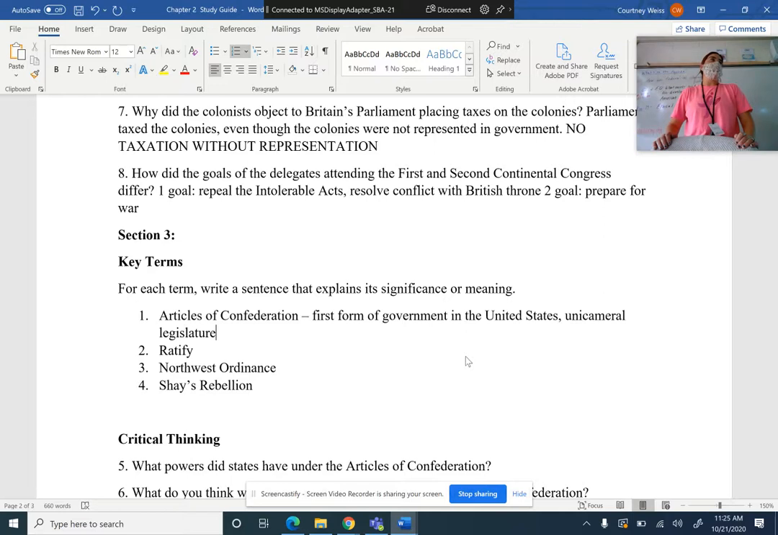That makes sense. Are we good? Right? And again, remember, unicameral is a unicycle with one wheel, whereas a bicycle has two wheels that are working together. What's it mean to ratify? Wait, do you guys have anything else for the Articles of Confederation? Is that all you got? That's fine.